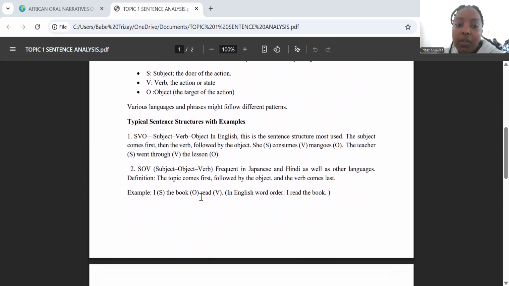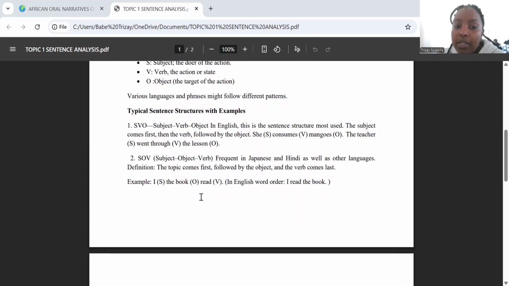We have the SVO, that is the subject verb object order. In English, this is the sentence structure mostly used by most people who use the English language. The subject comes first, then the verb followed by the object. So the subject, as we said, is the doer of the action. The verb is the action and O is the object. So, for example, she consumes mangoes. She will be the subject, consumes will be the verb, and mangoes the object.